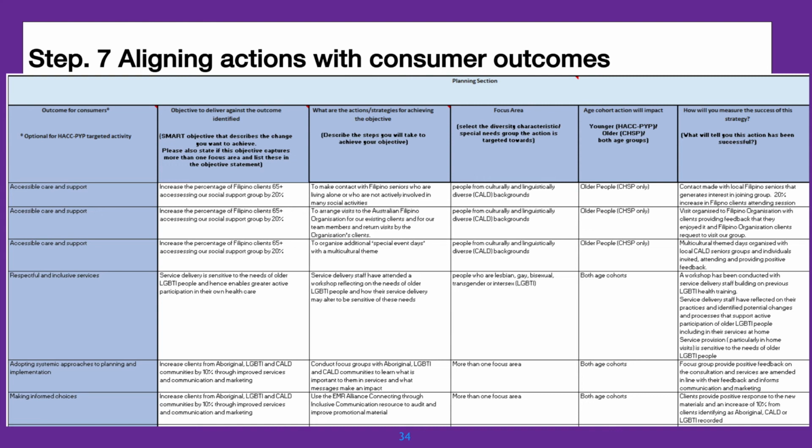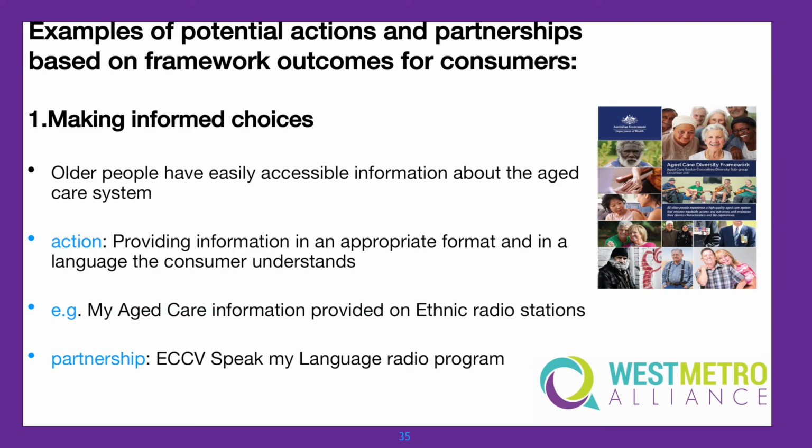And you will see that the first column is the links back to the actual consumer outcomes that we talked about earlier, and all the other areas have been filled out. Of course, the little optional star is only for those that have HACC-PYP, and if you still want to link, I think it's a best practice idea that if you are able to link that information back to something broader. So here are some of the actual consumer outcomes, some examples of the actions of what they might look like, and the partnerships.